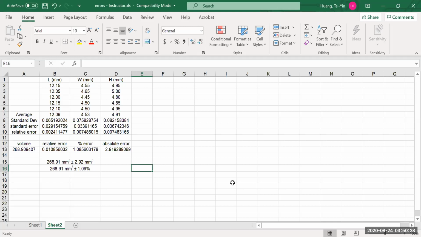As I mentioned, for sample calculation, you can just pick one of the quantities to show. You don't have to show every one, like width, length, and height. And then you have to show how you calculate average, standard deviation, standard error, relative error. And in addition to that, you need to show how you calculate volume, how you calculate relative error for volume, percent error, absolute error for volume.